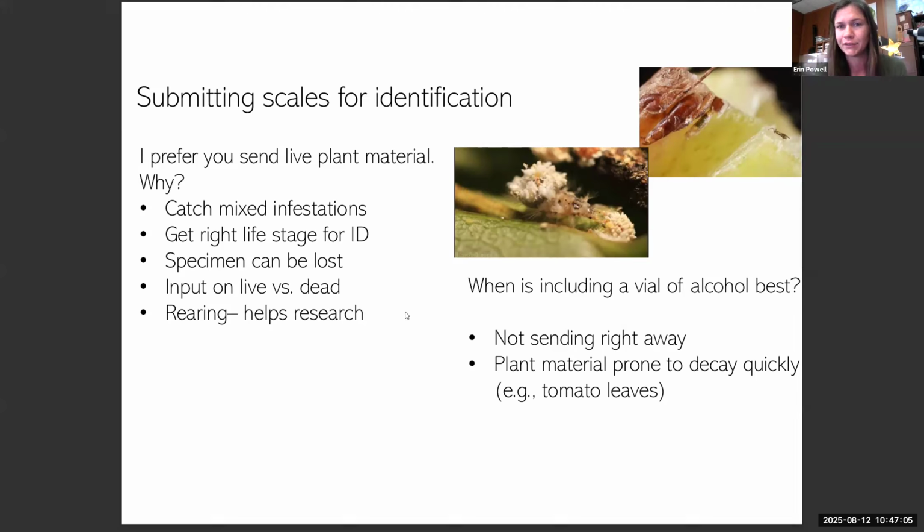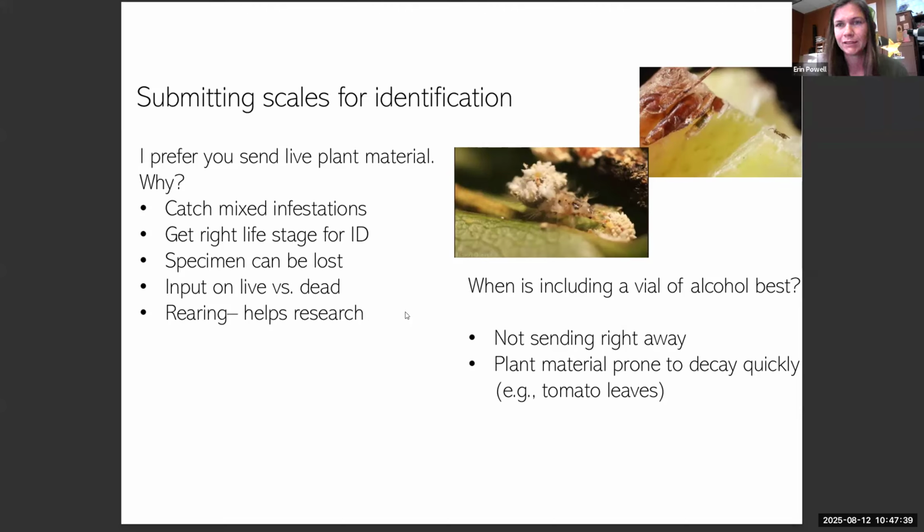Again, getting the correct life stage for identification. You want adult females. So it could be important to have enough plant material to find an adult female, especially if it's the wrong time of year and most of them are still immature. Specimens can be lost. Sometimes people want to know if they're alive or dead, like if they've been doing a pesticide treatment and they're not sure if all of the armored scales on the plant are alive or dead because they're under their waxy covers, then sometimes they'll send that in for me to determine. So it'll be important to have a good sample to make that determination.